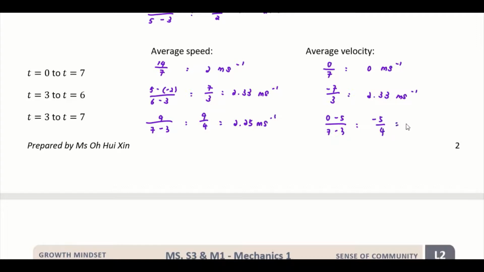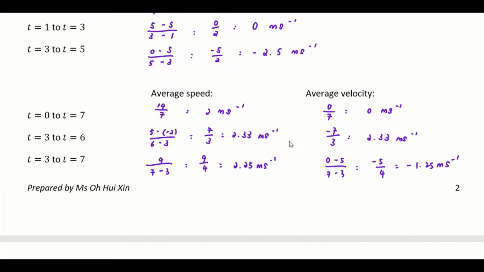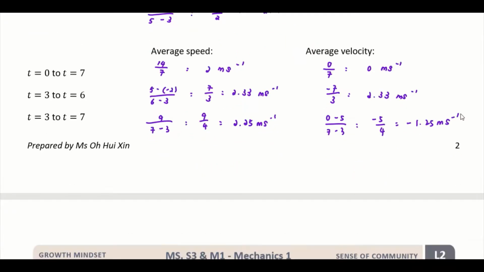Okay, so this is how you can see the answer is totally different. So you must make sure that you understand what is meant by the distance and what is meant by the displacement and how they are different. So negative 1.25 meter per second. Okay, sorry, please check this out. I think I left out the negative here. Okay, negative 7 over 3, so negative 2.33. Alright, so that's the part for the displacement time graph, and now we will be looking at the velocity time graph.